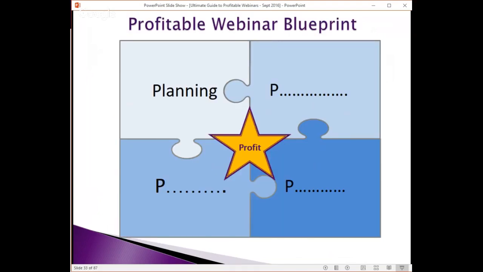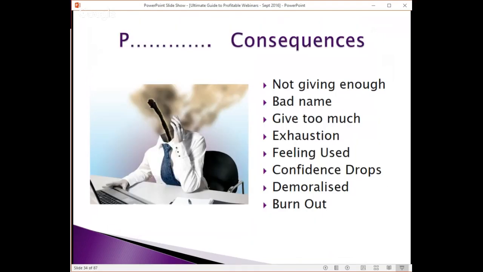So that's planning. Now the next P. If you don't do this, you're going to end up either not giving enough and giving yourself a bad name, or you're going to give out too much and end up, like I've explained already, with exhaustion, feeling used and abused. Your confidence can go down, and you'll end up feeling demoralized and burned out. A lot of the consequences of all of these different elements lead to the same kind of thing, but every single one of these elements is really important.